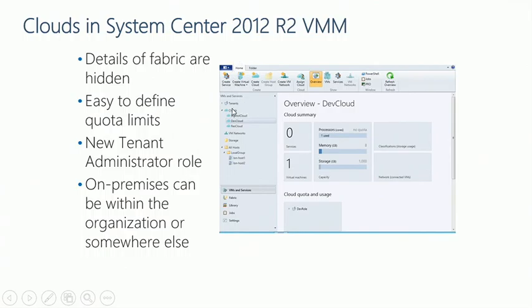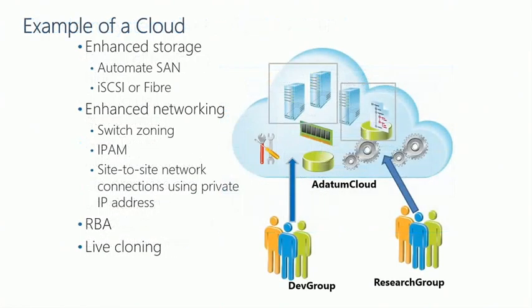So here we go under VMM. You can see the management console here. You see clouds, which is the pool of resources. Below that are the subclouds. So how would we go about actually breaking up a cloud? What are the different ways that you can take this pool of resources and carve it up?